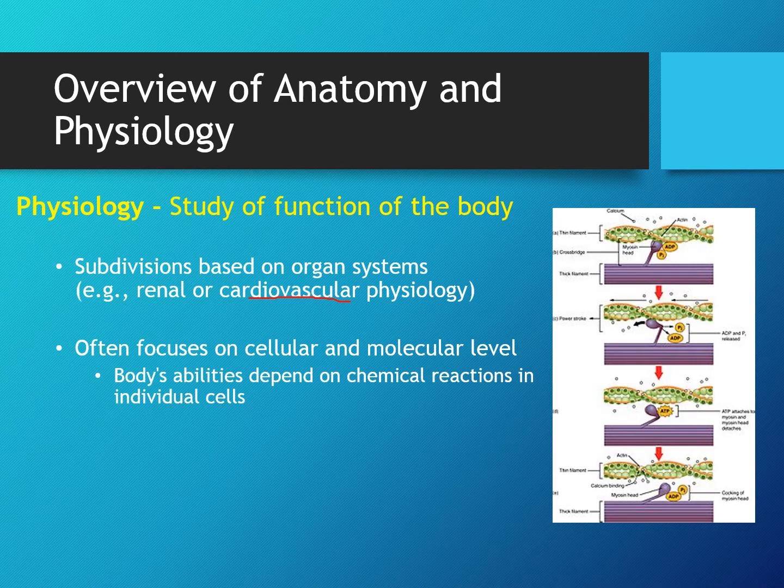Oftentimes, physiology also focuses on molecular and cellular levels. So later in the semester, we'll look at the chemical reactions, like these, that happen inside of muscle cells to produce a contraction. We'll look at how proteins interact together with ions and molecules like ATP in order for us to move food throughout our body, to pump blood throughout our body, or to move our limbs.